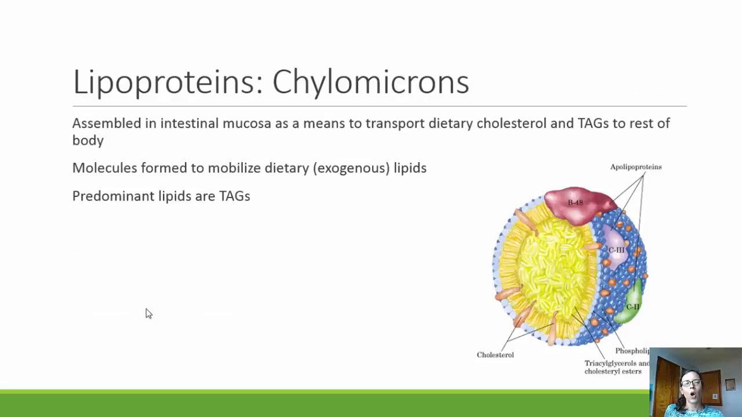We already touched on one lipoprotein, which is chylomicrons, which is important for transporting dietary cholesterol and triglycerides to the rest of the body. And the predominant lipids in the chylomicron are triacylglycerides.